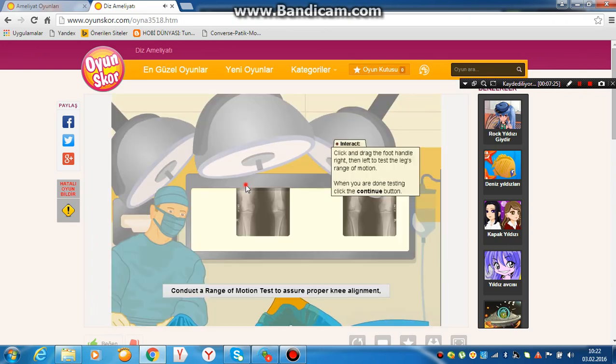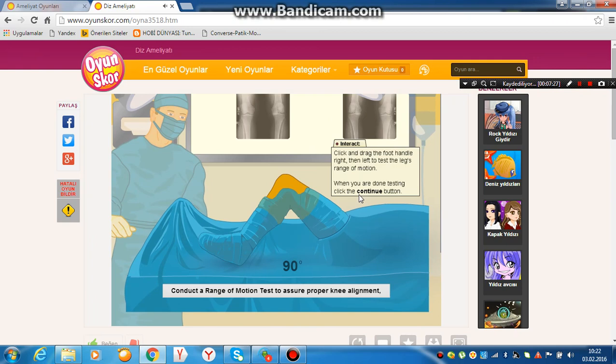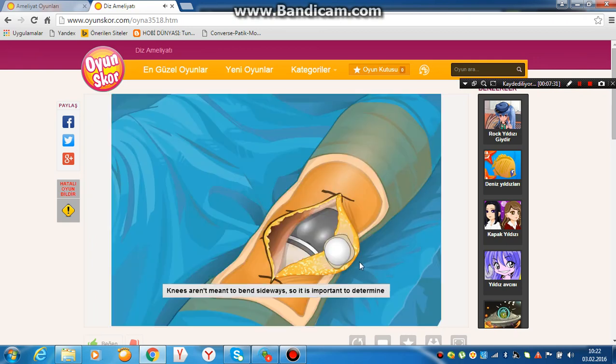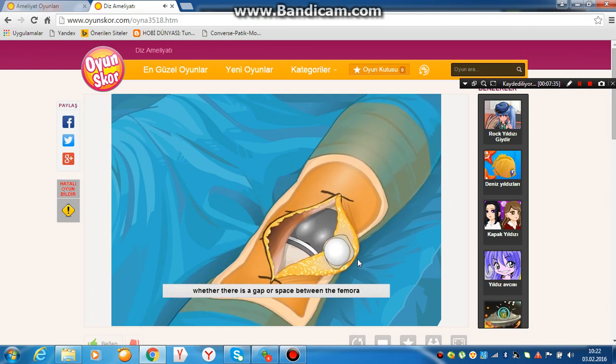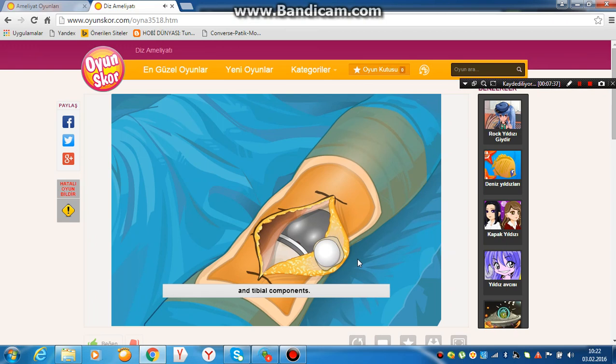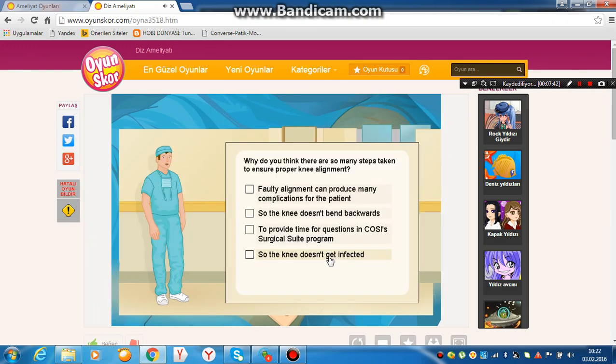Fantastic. Conduct a range of motion tests to assure proper knee alignment and successful prosthetic fit. Knees aren't meant to bend sideways, so it's important to determine whether there is a gap or space between the femoral and tibial components. There's no noticeable gap, so this knee is a good fit. Why do you think there are so many steps taken to ensure proper alignment?